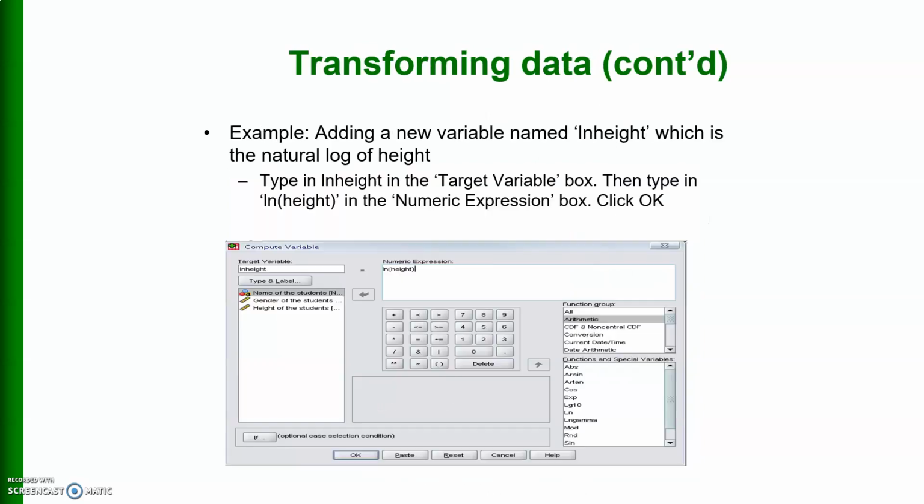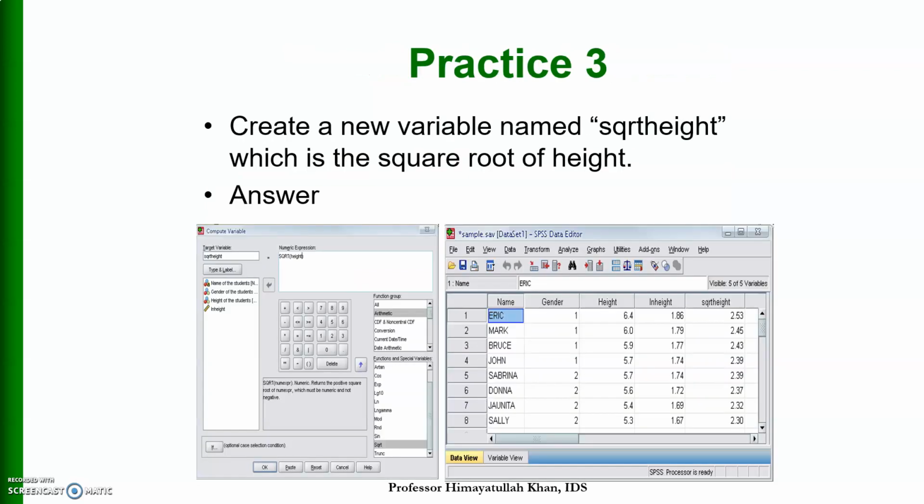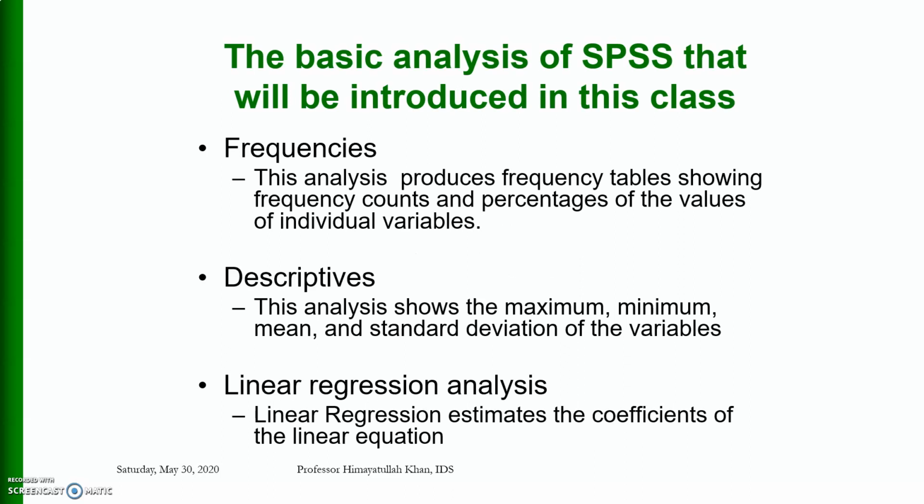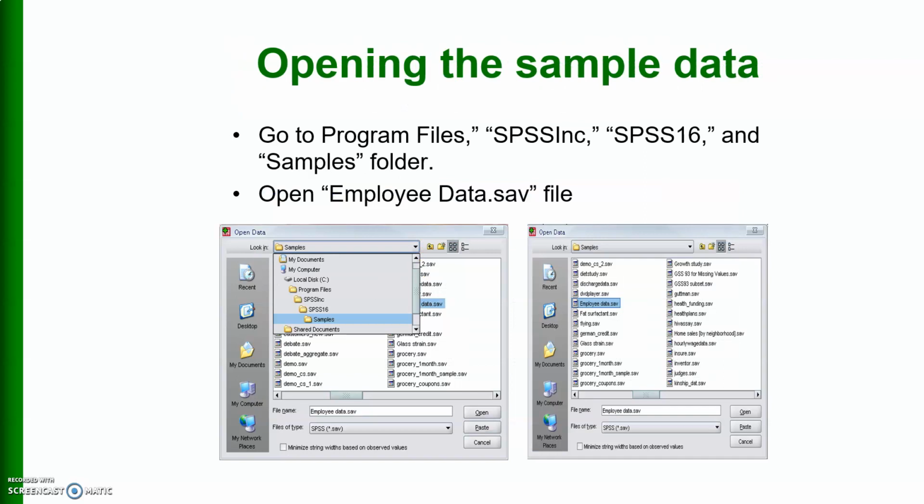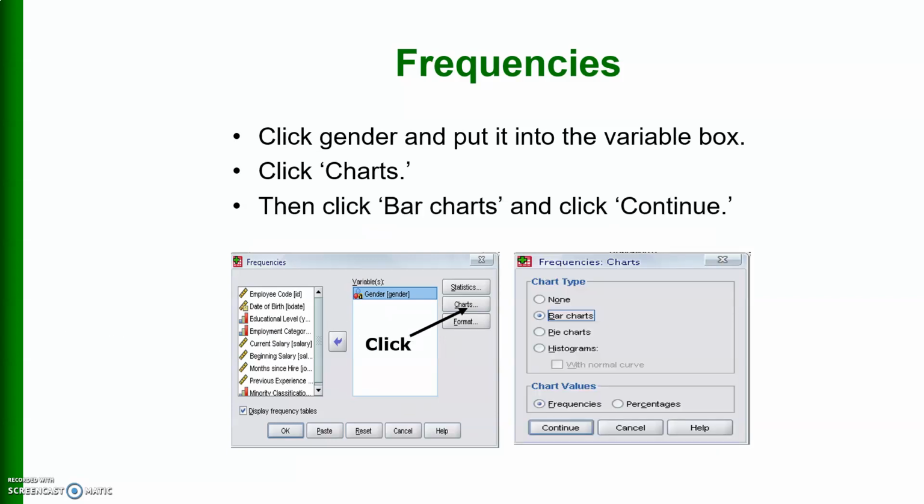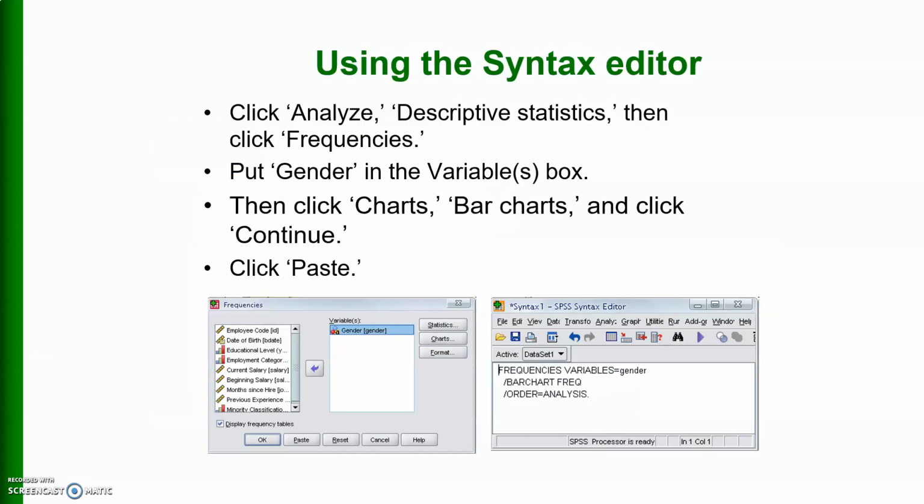Then transforming the data. Here I have shown how to take the natural log of height. This is the basic analysis: frequencies, descriptives, linear regression analysis. This is how we can make a frequency table and graphs, histograms.